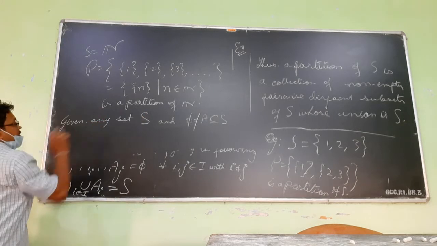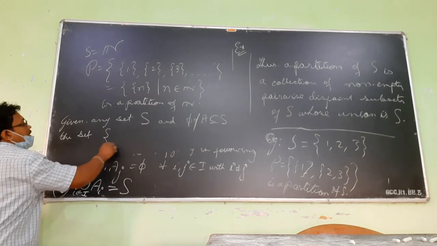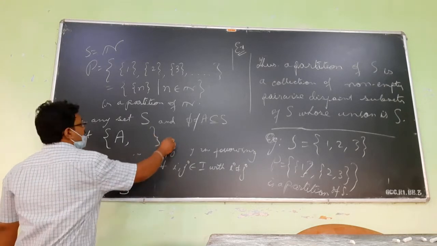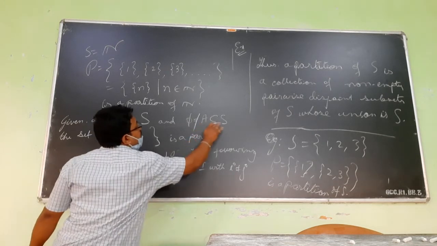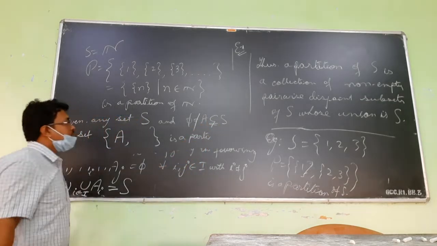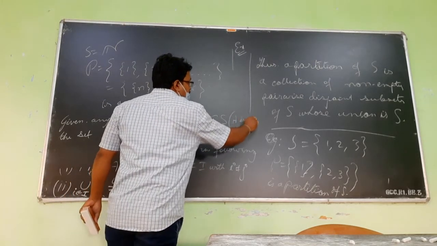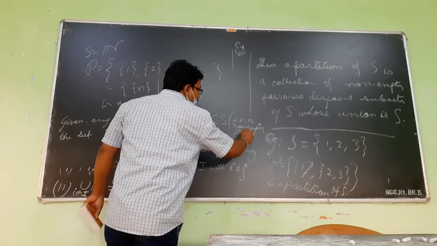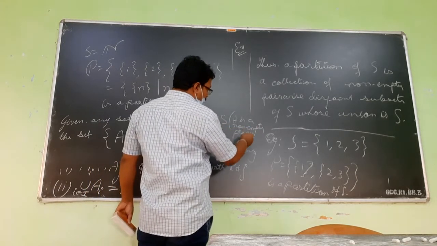Given any set S and A a non-empty subset of S, the set A together with that, which set should I take so that it becomes a partition of S? A is a non-empty proper subset of S. This is the symbol for proper subset. So the subset is not equal to the whole set.